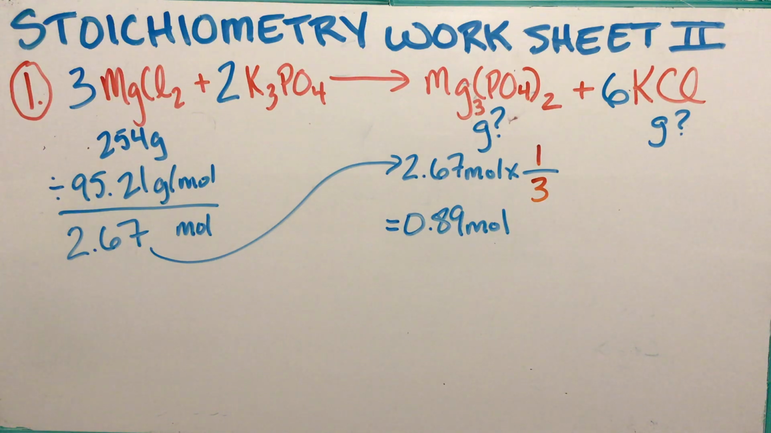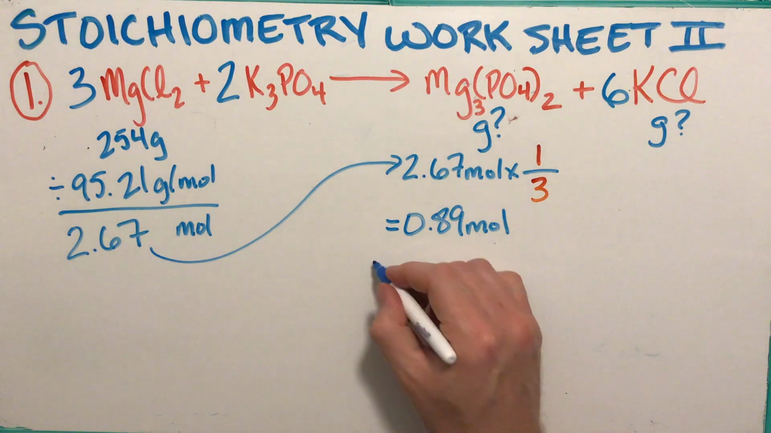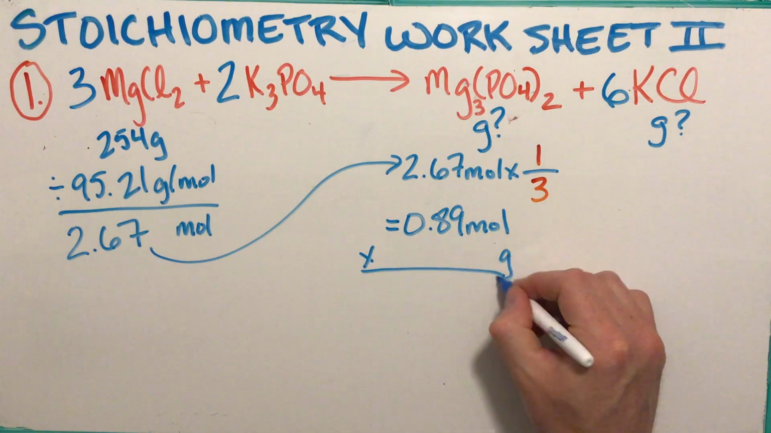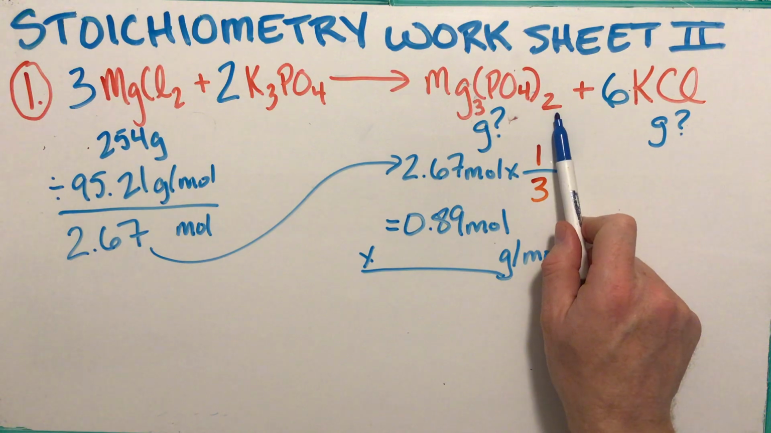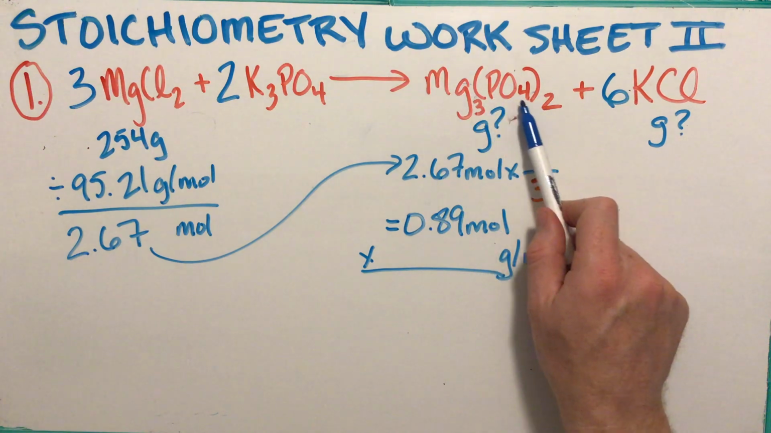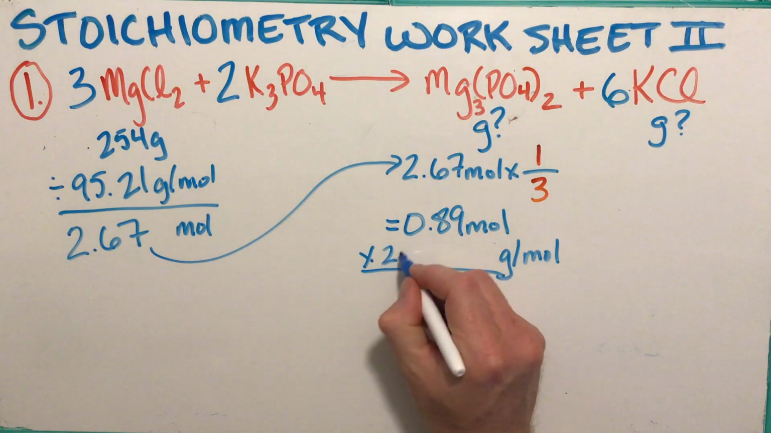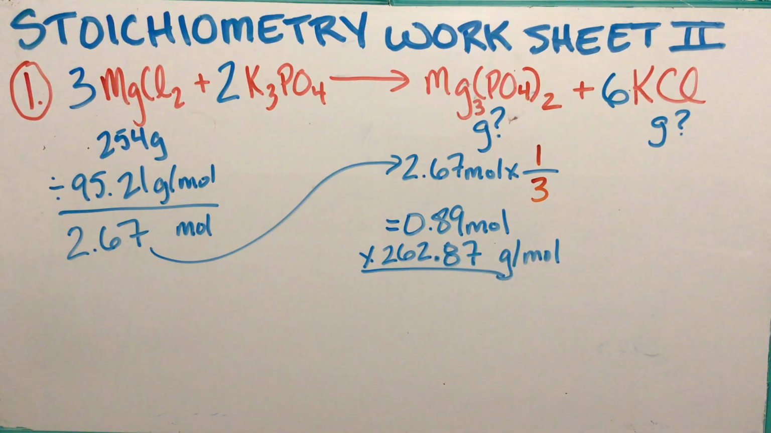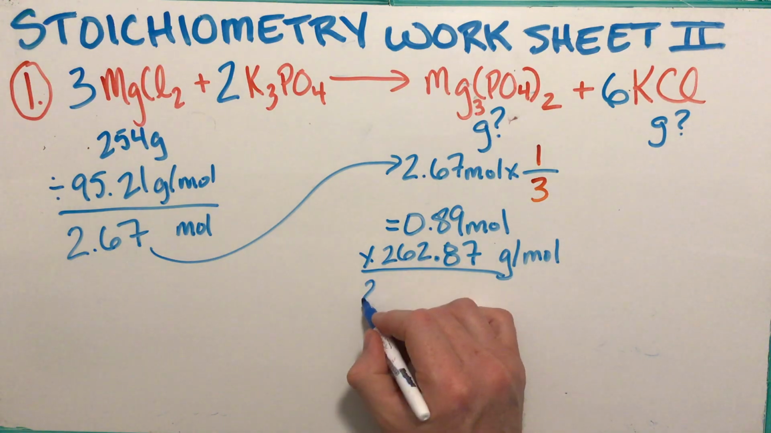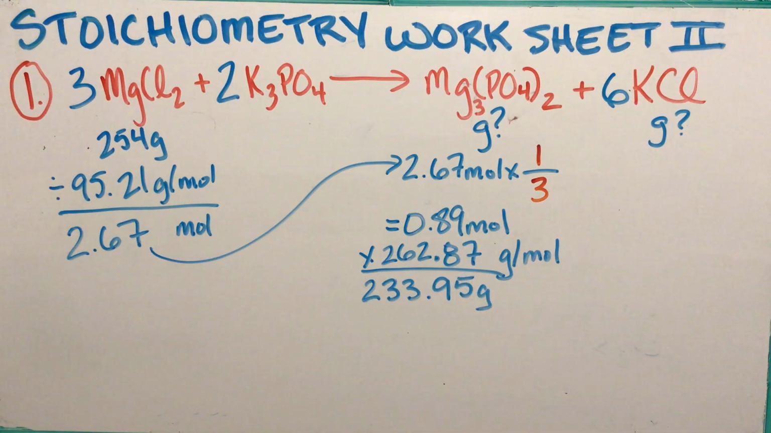Now, if it said what amount or how many moles, that would be it. But it's asking for grams. So now I have to convert this into grams. So I take that amount of moles and I multiply it by the molar mass. So I have to add 3 magnesiums, 2 phosphorus, and 8, 2 times 4, 8 oxygens together. And when I do that, I get 262.87 grams per mole. And I multiply those together and I get 233.95 grams of the magnesium phosphate.